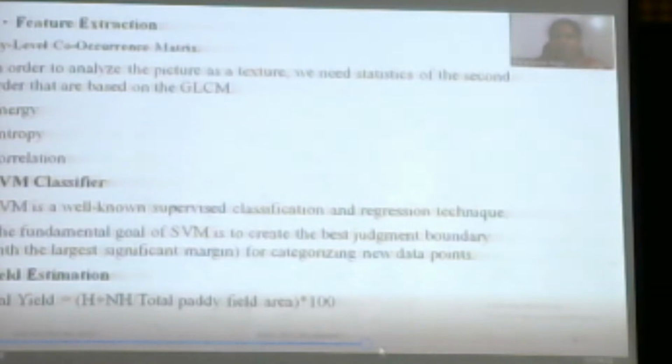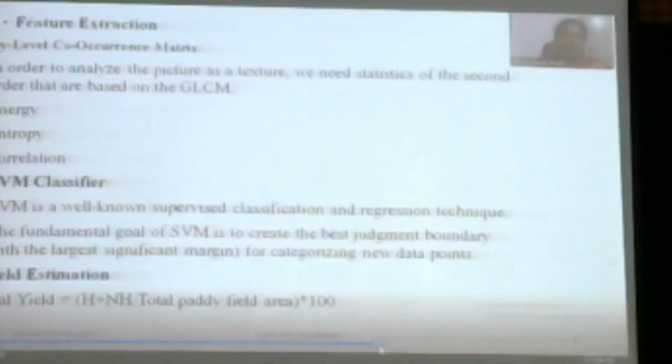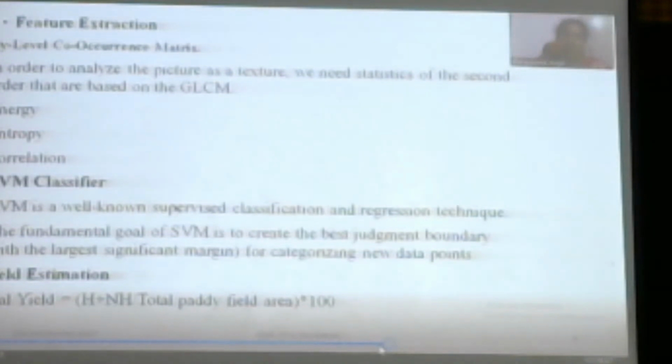In feature extraction, the quantitative assessment of one or more functions is what is known as the features. Only one feature is not enough for categorization. To analyze the picture as a texture, we need second order statistics that are based on the GLCM. Here the features used for the feature extraction are energy, entropy and correlation.